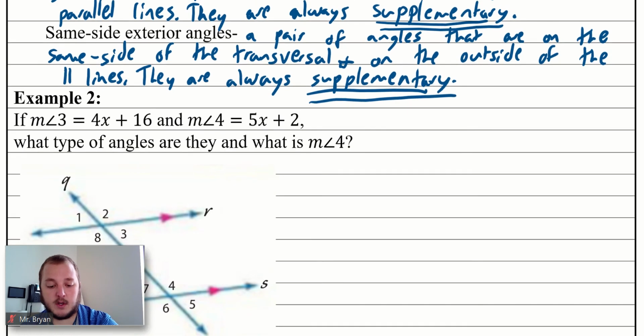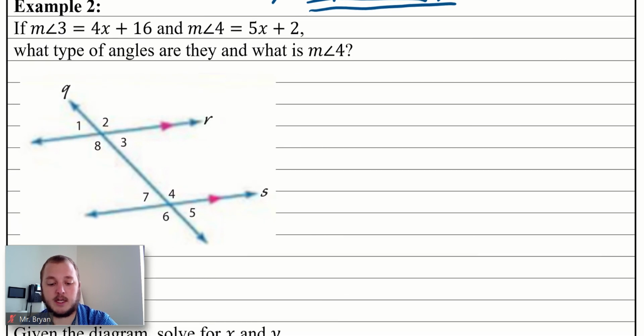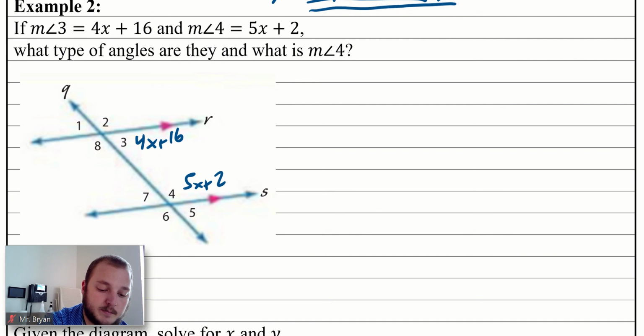Okay, so example 2 here, we're looking at this. In this case, I'm not going to have you sketch this diagram because we understand what these diagrams look like, and now we're just practicing this a little bit. Okay, so we have the measure of angle 3, which is 4x plus 16. So I'll label that on my diagram here. You can just watch this piece at least. And the measure of angle 4 is 5x plus 2. And it's asking two different things. It's asking what type of angles do we have. And then in this case, it's asking what is the measure of angle 4.